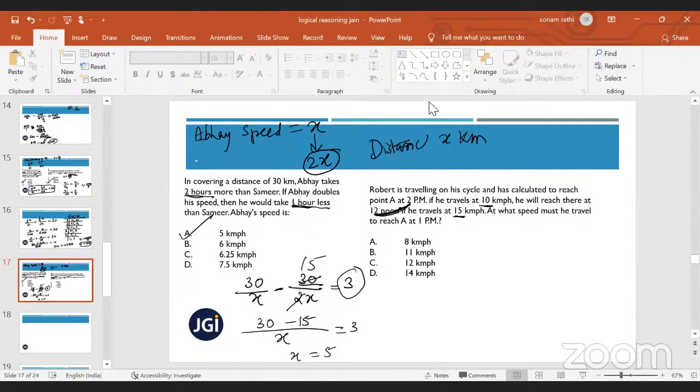Distance is x kilometer. So x upon 10, x upon 15. The gap is of how much? 2 hours gap. So this minus this should be 2 hours. Calculate value of x.